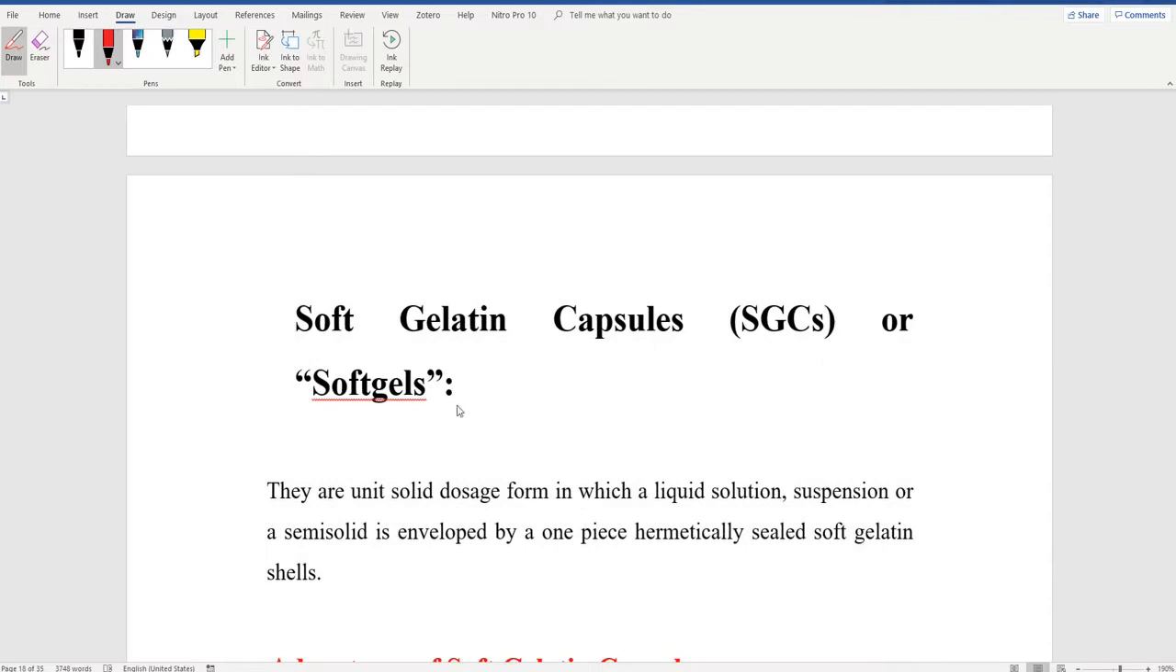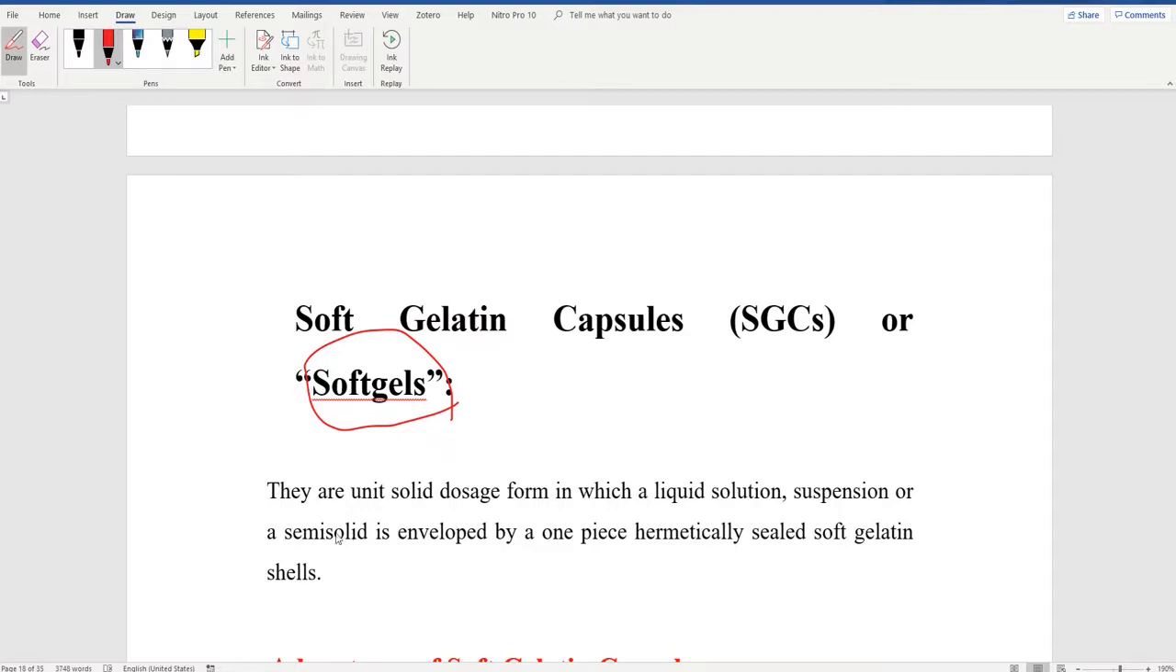Okay, now we are going to talk about the second part, which is soft gelatin capsules. The other term they use is soft gels. When I say soft gel, I mean soft gelatin capsules. Now when I talk about soft gelatin capsules, I want you to start and think, what are the differences between hard gelatin capsules and soft gelatin capsules?